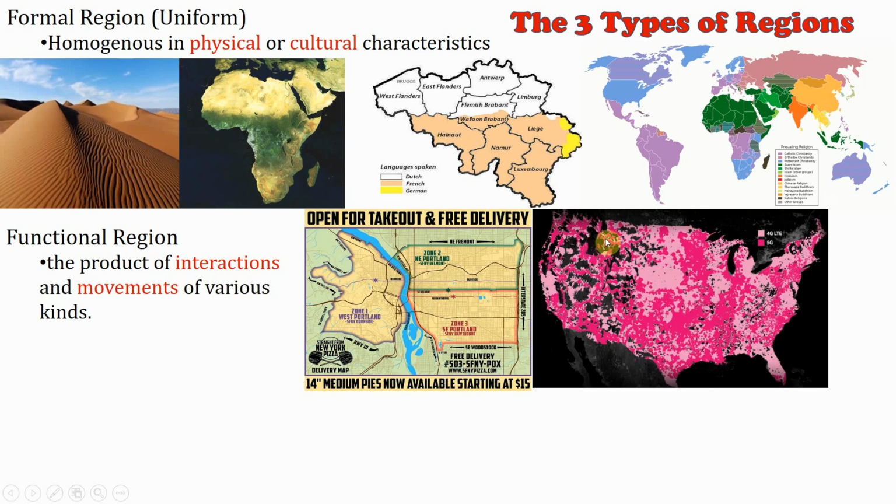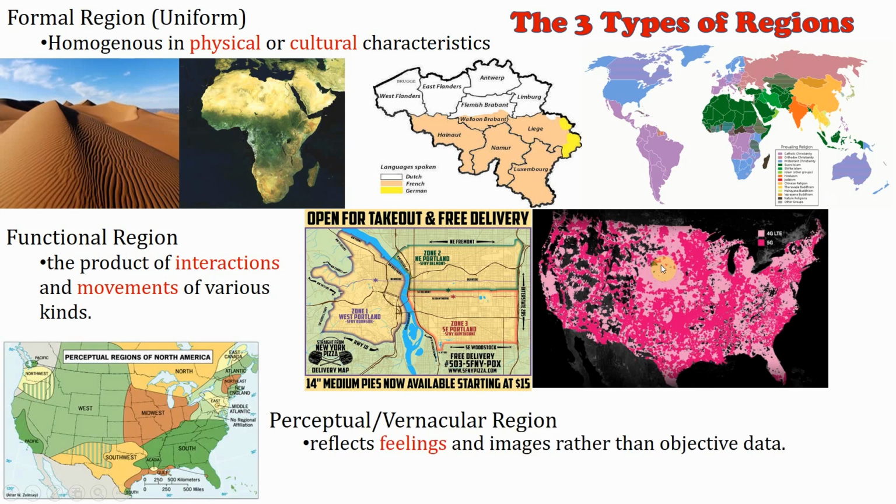So remember, a functional region is this interaction of products or movements of ideas inside of it. The last one is very useless, all right? It's mostly used for thoughts and ideas about a place based on nothing. It's called a perceptual region. Sometimes some people call it a vernacular region. I don't call it that because vernacular is an old, outdated word, but perceptual. So it's how do you feel about people in these areas?